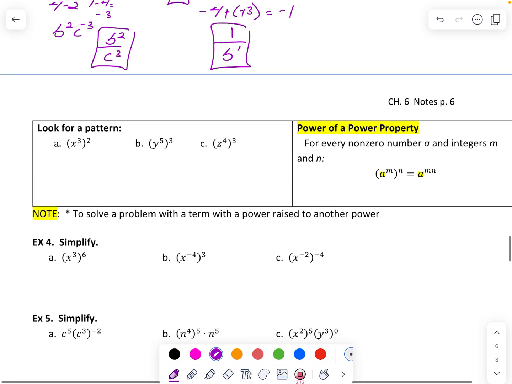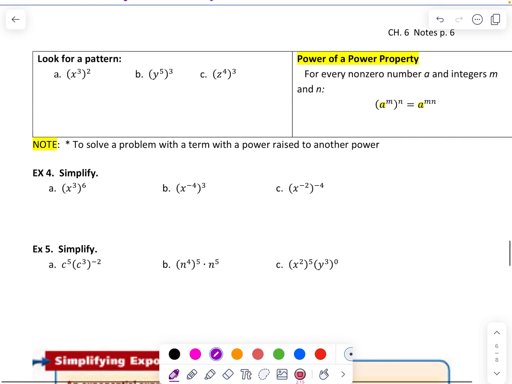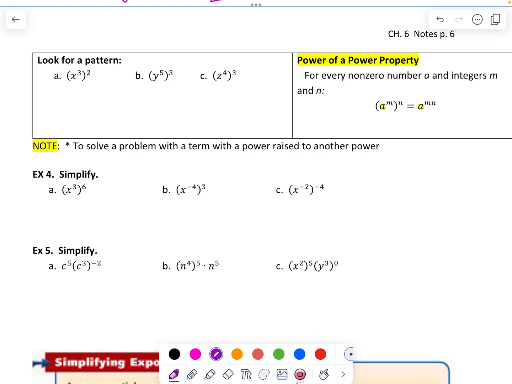All right. One more rule, and that is the power of a power. Well, let's look for a pattern again. Remember, if something's squared, it's times itself. So this is the same as x cubed times x cubed, which is x to the 6th. This is y to the 5th times y to the 5th times y to the 5th, which is y to the 15th.